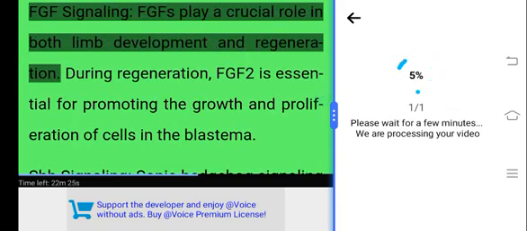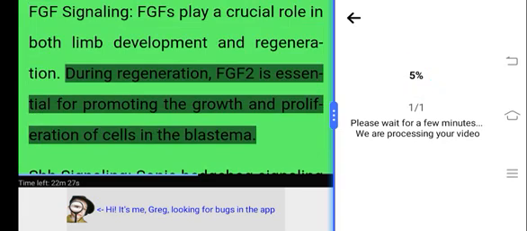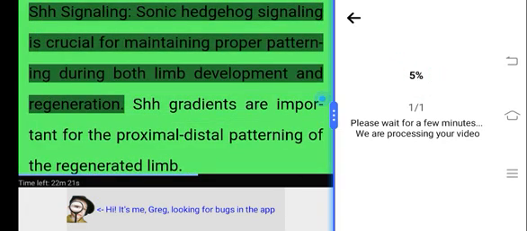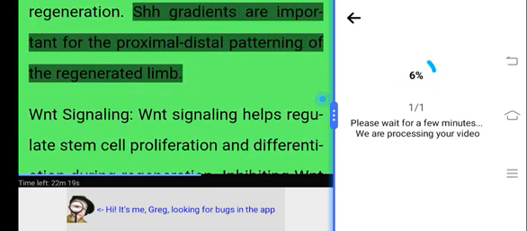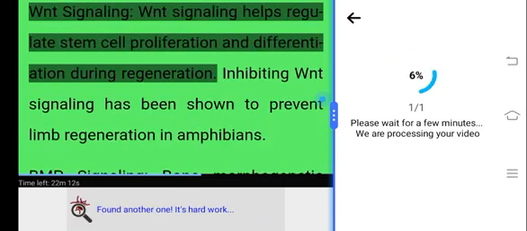FGFs play a crucial role in both limb development and regeneration. During regeneration, FGF2 is essential for promoting the growth and proliferation of cells in the blastema. SHH signaling. Sonic hedgehog signaling is crucial for maintaining proper patterning during both limb development and regeneration. SHH gradients are important for the proximal-distal patterning of the regenerated limb.